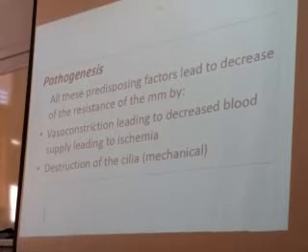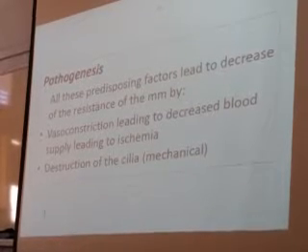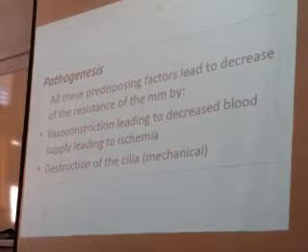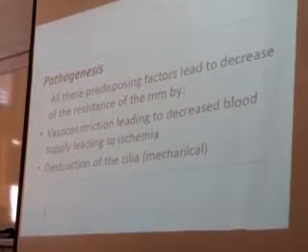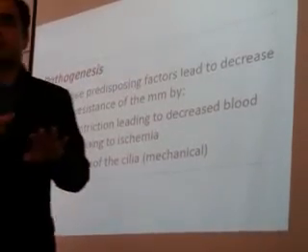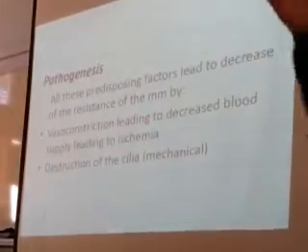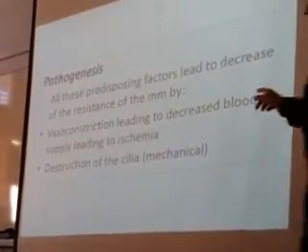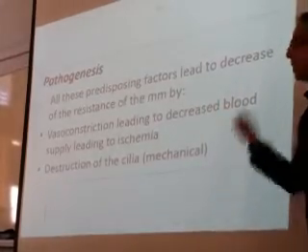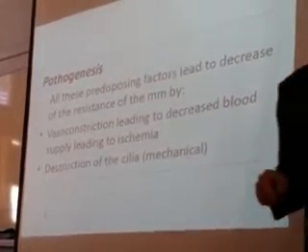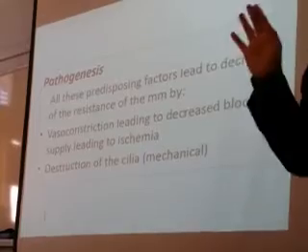All these predisposing factors, what do they basically cause? When you suddenly change the temperature, it can result in vasoconstriction. This vasoconstriction can lead to ischemia of the mucous membrane. This is one, okay? Vasoconstriction leading to decreased blood supply, leading to ischemia. So this will damage the mucous membrane to some extent.